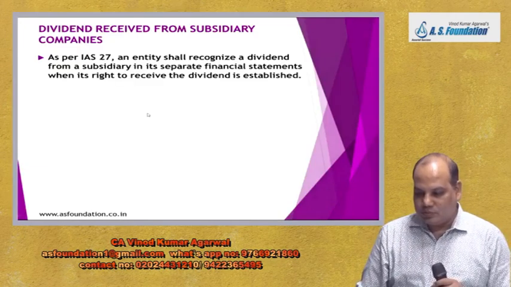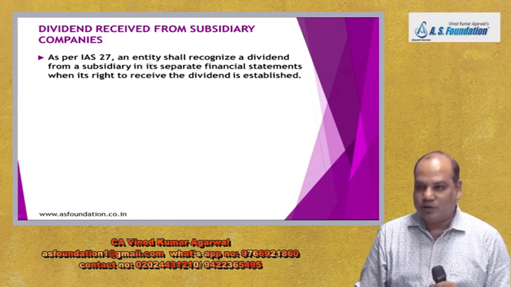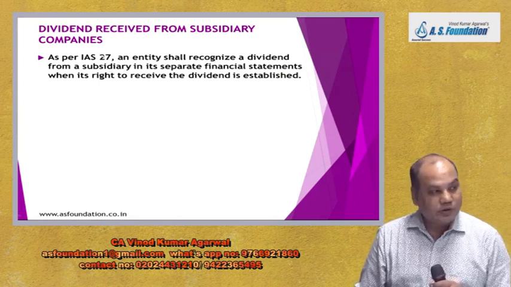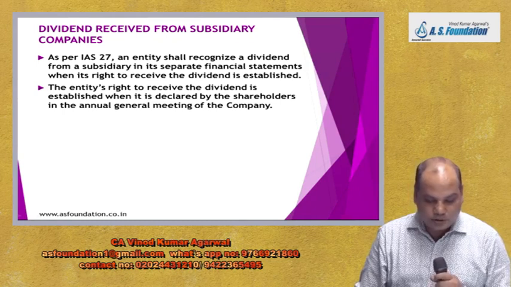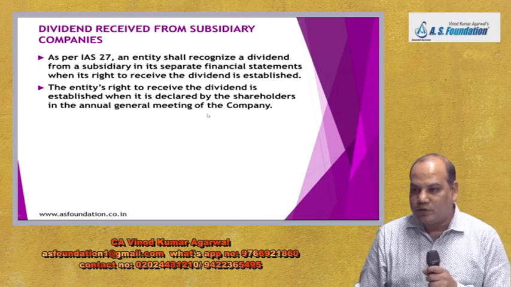Then we'll come to IAS 27. What does IAS 27 say? Same thing. An entity shall recognize a dividend from a subsidiary. IAS 27 deals with separate financial statement. In its separate financial statement, when its right to receive the dividend is established. When is an entity's right to receive the dividend established? The entity's right to receive the dividend is established when it is declared by the shareholders in the AGM of the company.